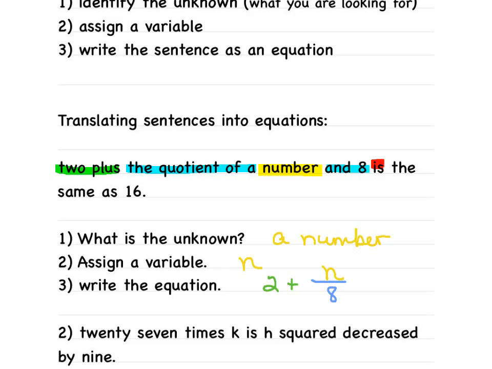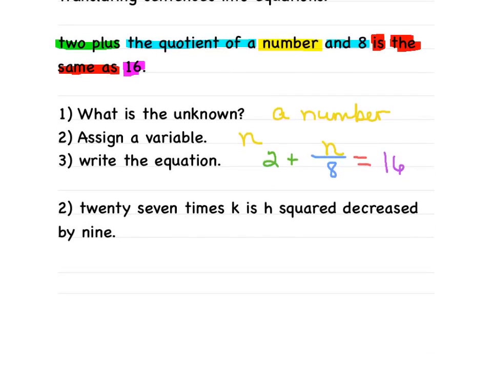And here's a word that you need to always know that it means equals. Is or is the same as can be translated as equals. And then of course 16 is 16. So that's how you would write that sentence as an equation. 2 plus n over 8 equals 16.